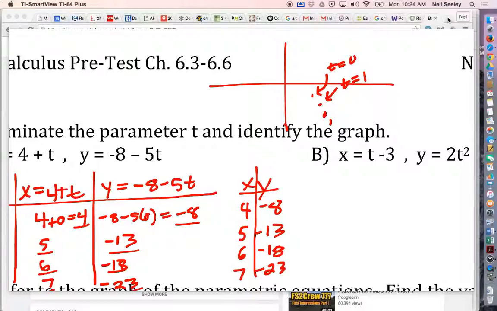So if you hit enter on parametric and you go to your y equals, it has an x space and a y space. So it's just there to aid you graphing it. It's really slick. So what do you put in x? You put in the 4 plus t that we were given.